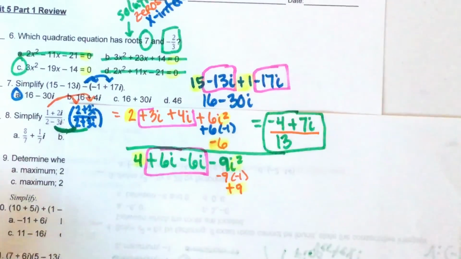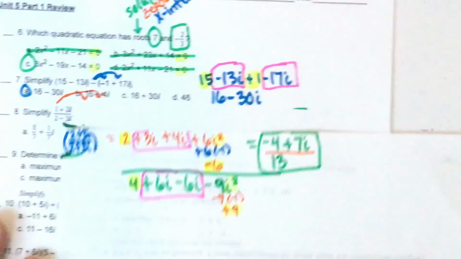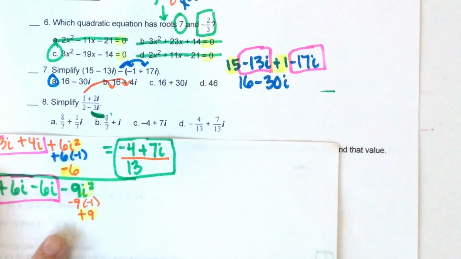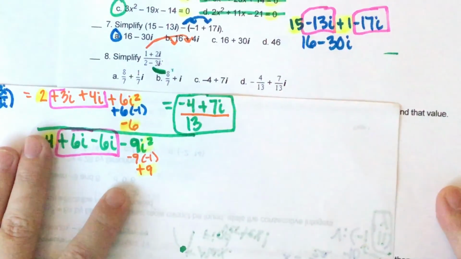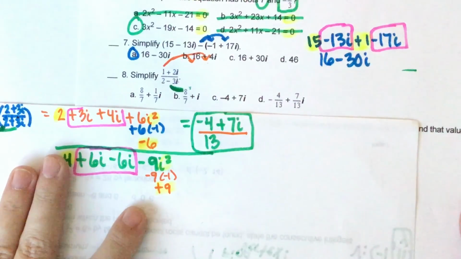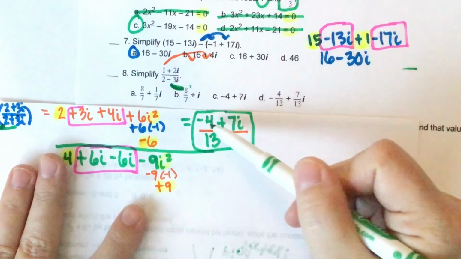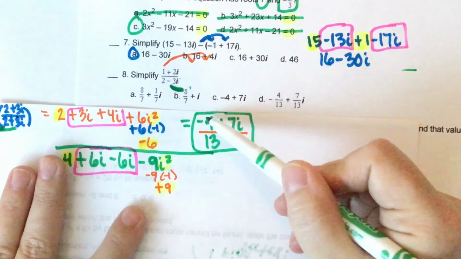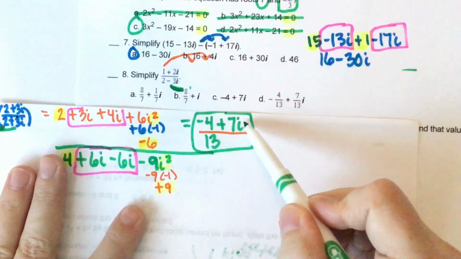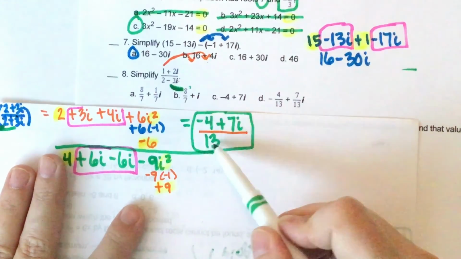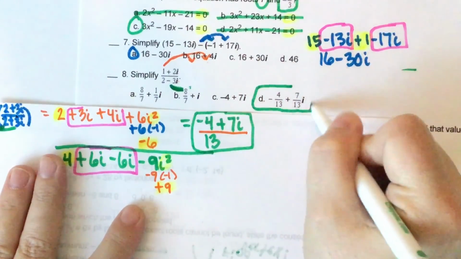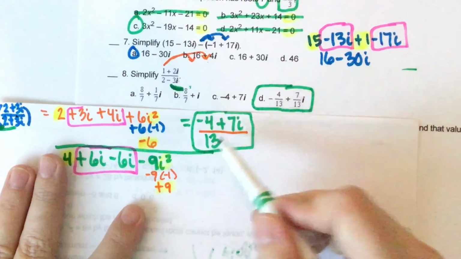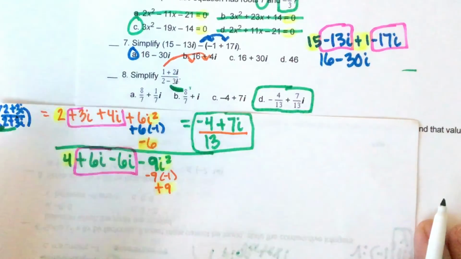Now, when you look at the answer choices, they don't quite look like that. So which one do you think it looks like? D. So all D does is it takes this number and puts it over the denominator, and then it takes the second number and puts it over the denominator. So D is the same thing as what I got.